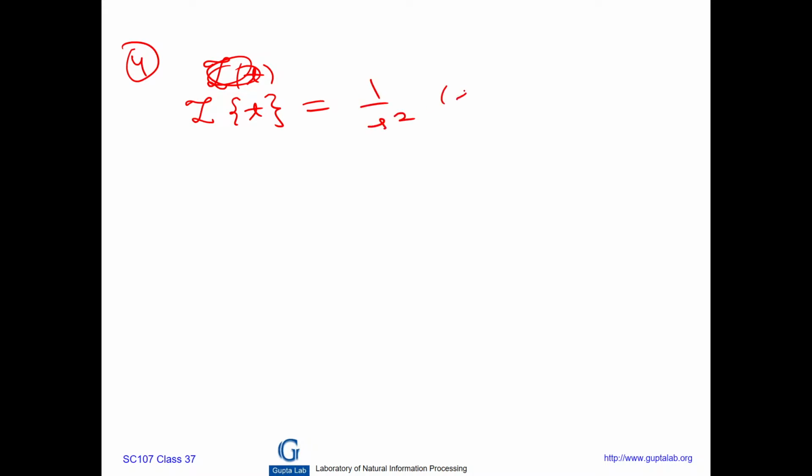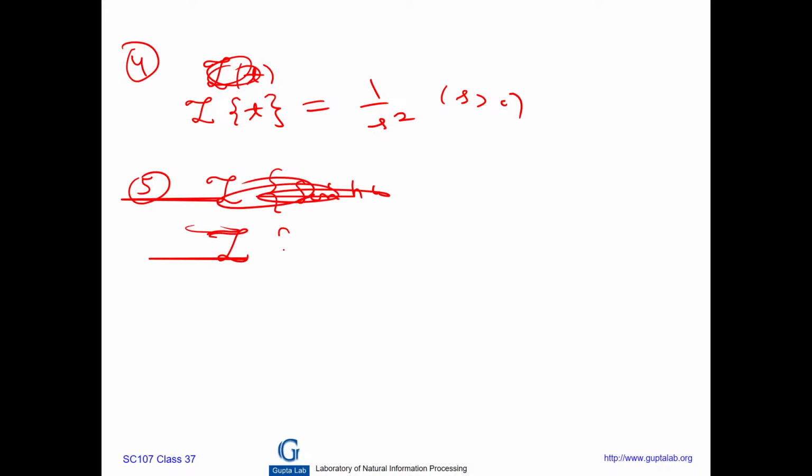1/s², s is positive. Fifth, Laplace transformation of sine hyperbolic wt. इसको करने का तरीका क्या है? एक्सपोनेंशियल में एक्सप्रेस कर सकते हैं, राइट? और फिर अलग अलग निकाल लेते हैं. तो that easy way, आपकी ये वैल्यू आएगी ω divided by s² minus w², s is greater than w.